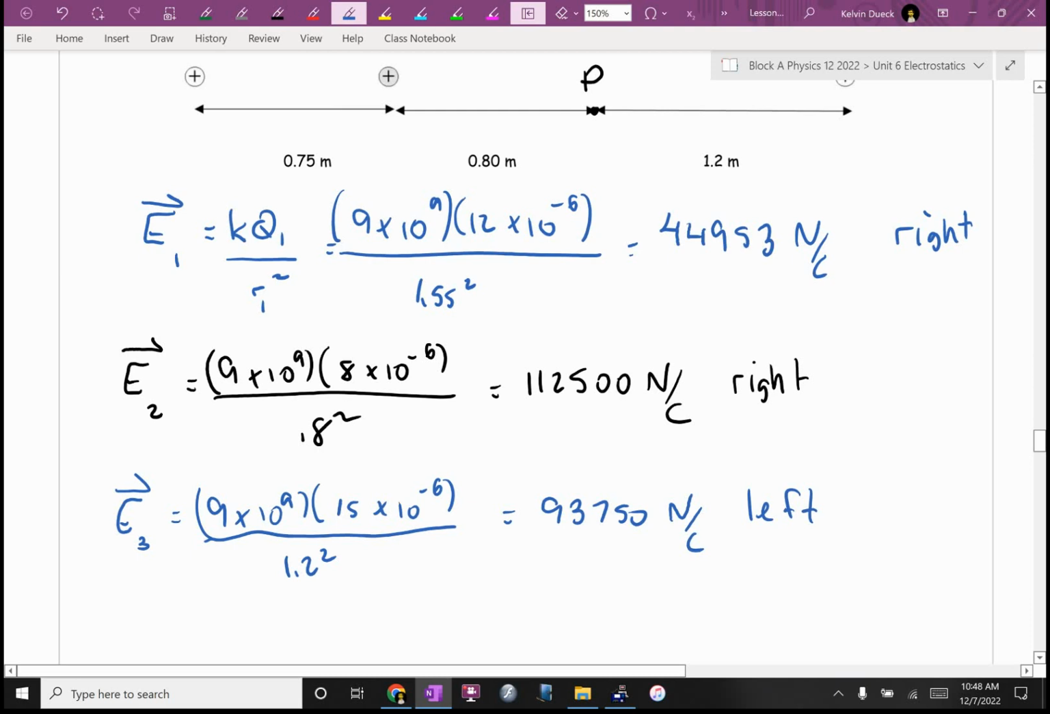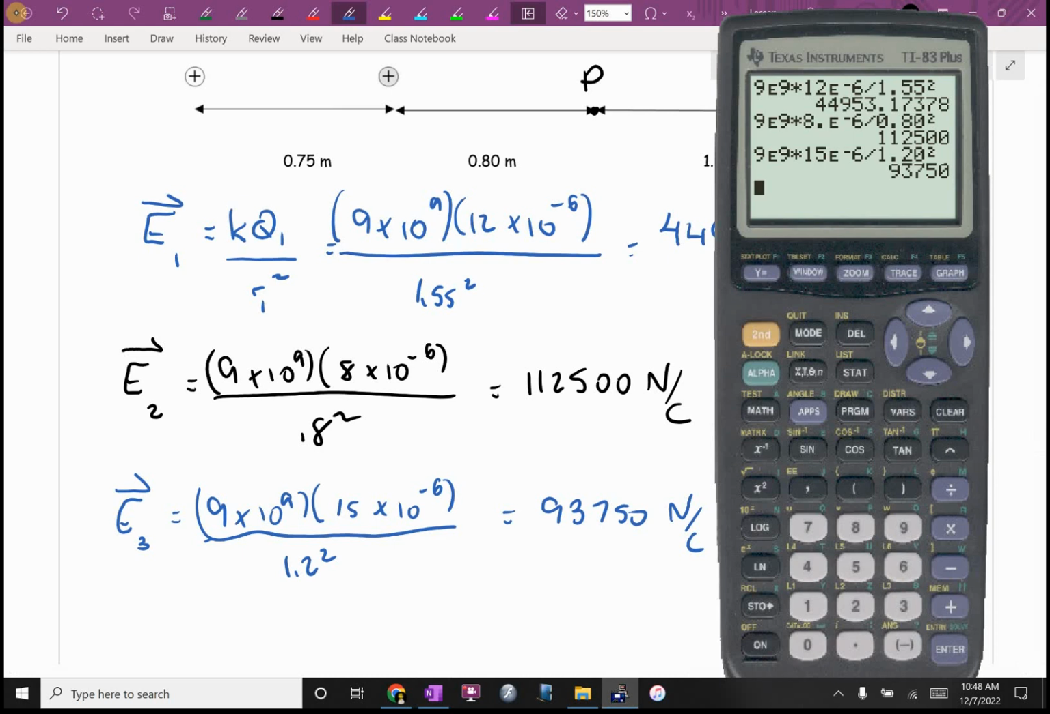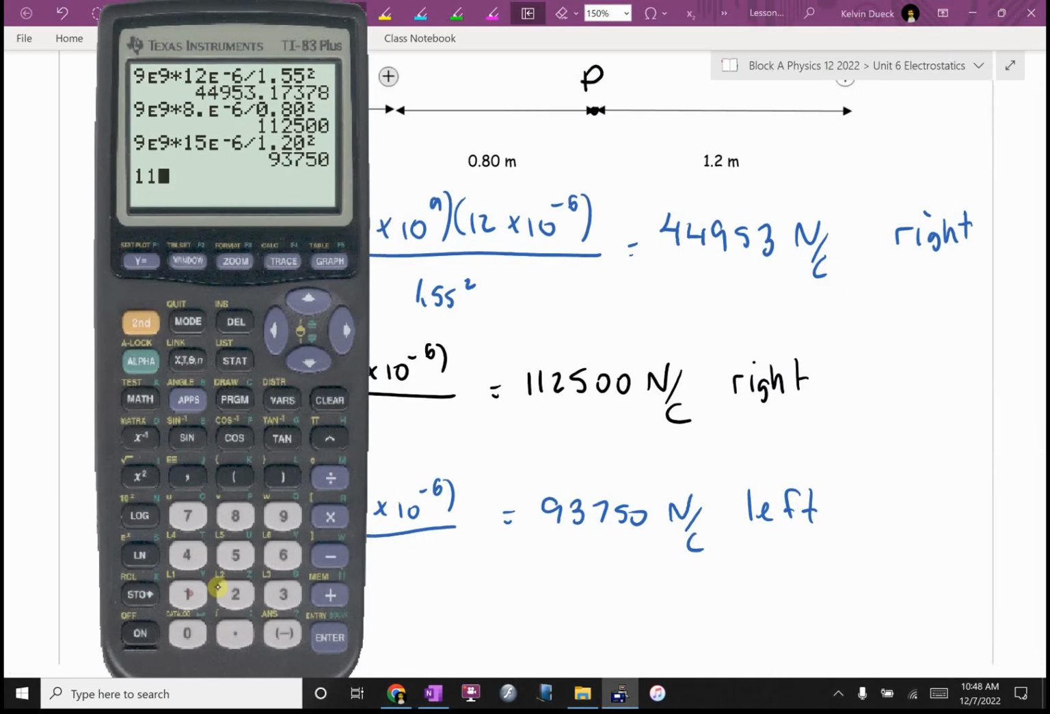Looking at our 3 numbers, which direction does it appear is winning? So we'll make that positive. Now on my calculator, I'll go winner 112,500 plus winner 44,953 minus loser 93,750. Right plus right minus left. And I get 63,700.